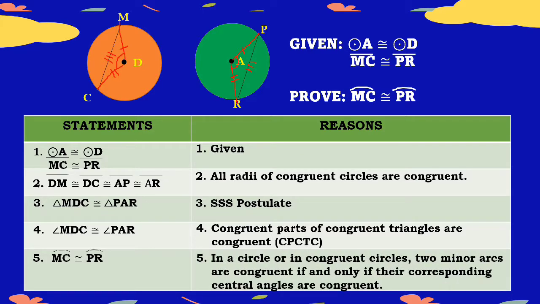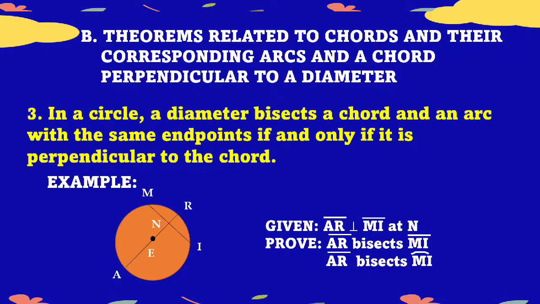In a circle or in congruent circles, two minor arcs are congruent if and only if their corresponding central angles are congruent. Another theorem related to chords and their corresponding arcs, and a chord perpendicular to a diameter, is this. In a circle, a diameter bisects a chord and an arc with the same endpoints if and only if it is perpendicular to the chord.